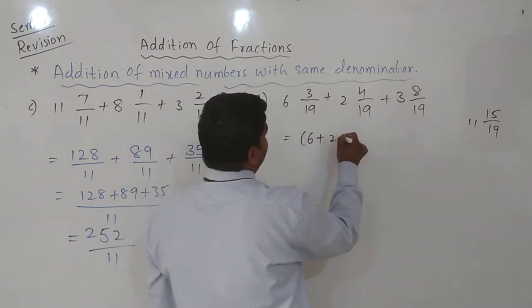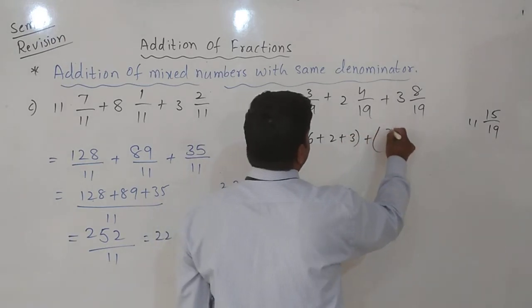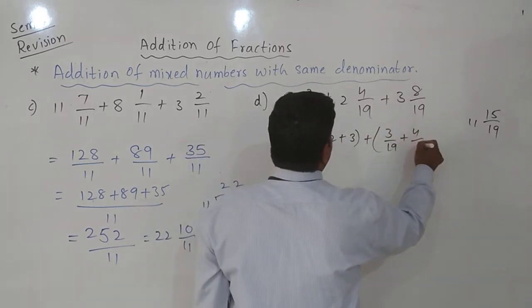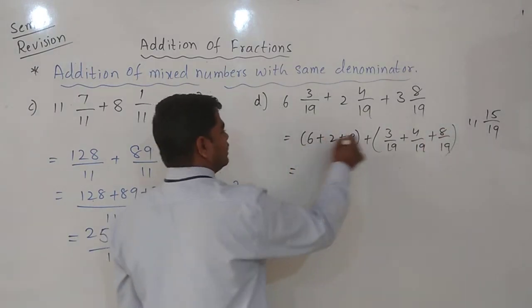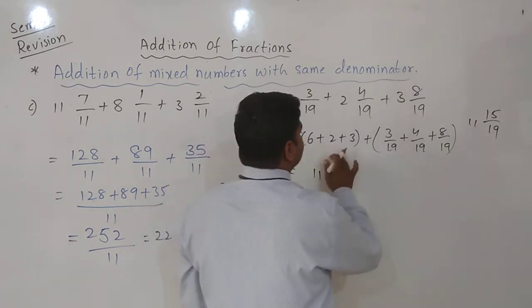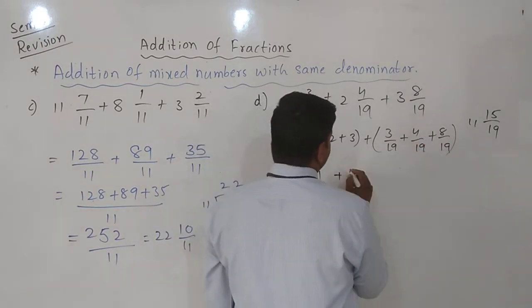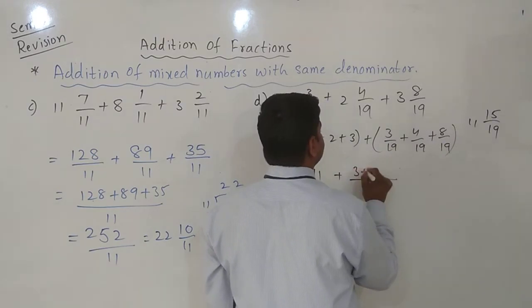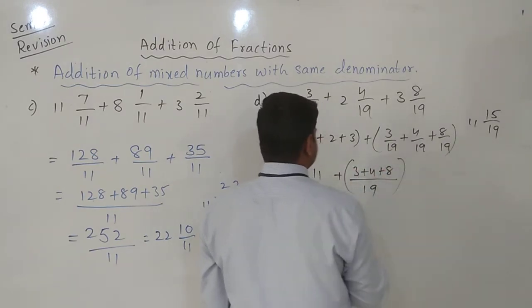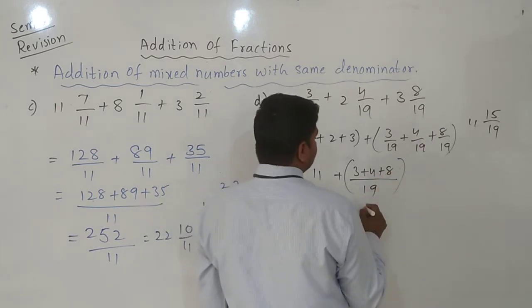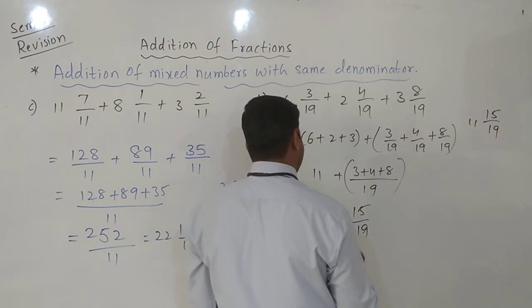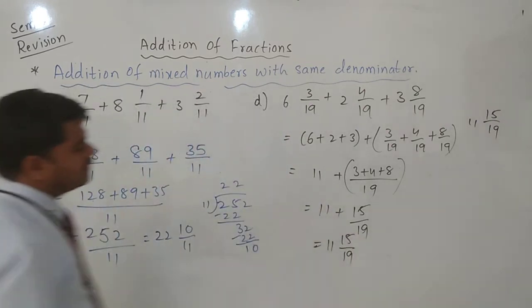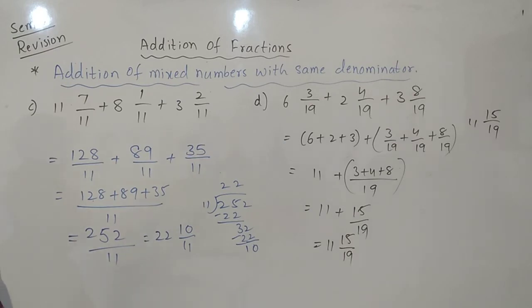Now we will take 6 plus 2 plus 3 plus 3 by 19 plus 4 by 19 plus 8 by 19. First method: it is 11 plus, add the integers separately and the fractions separately. 3 plus 4 plus 8 is 15 by 19. Then we can write 11 integer 15 by 19 is the answer. Simple now? Write down these two in your notebook.